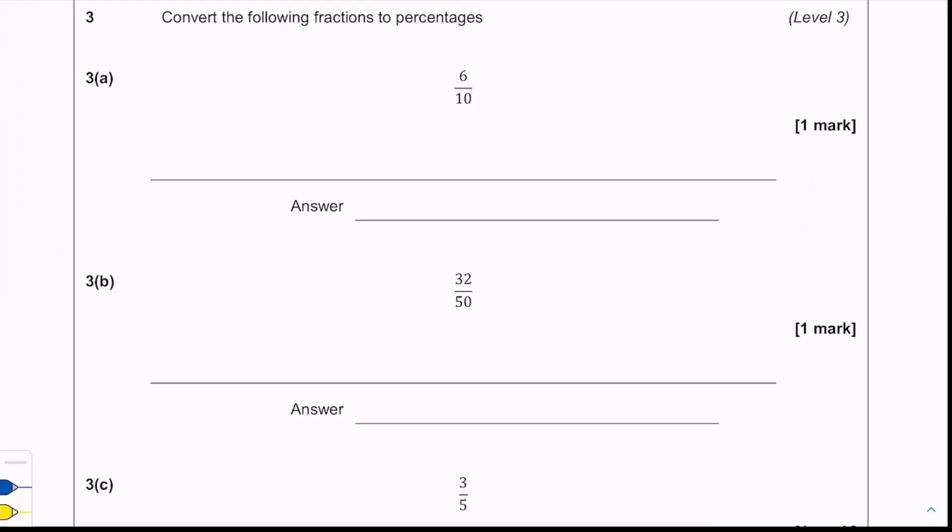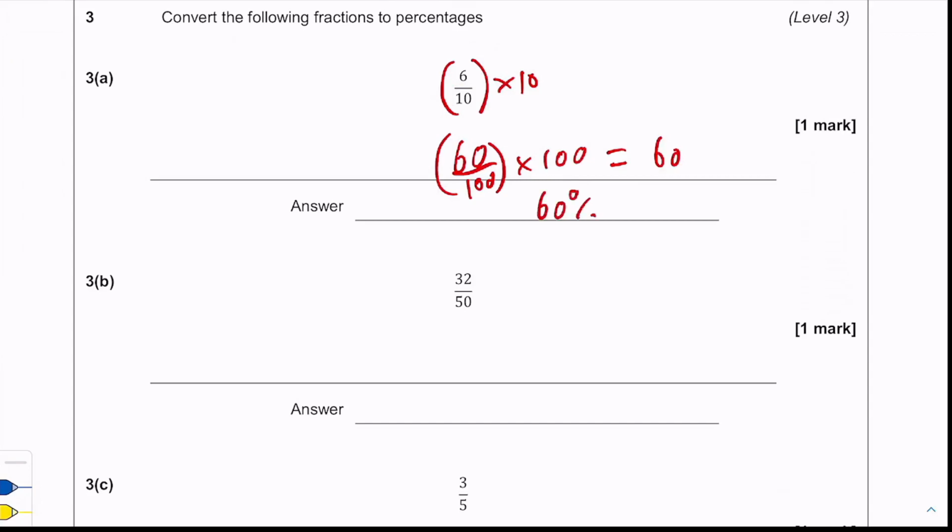For the next set of questions, we need to convert the following fractions to percentages. The easiest way to do this is to get the denominator to be 100, so we can multiply top and bottom by 10 first of all, and we end up with 60/100. Then as a percentage, we just multiply this by 100 again, and this gets us 60, so the answer is 60%.